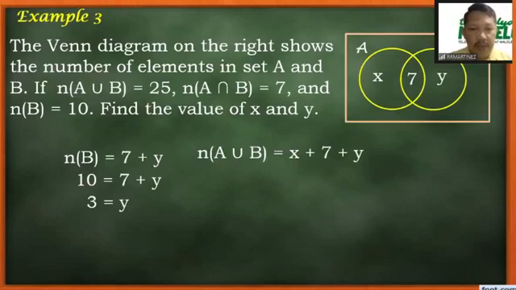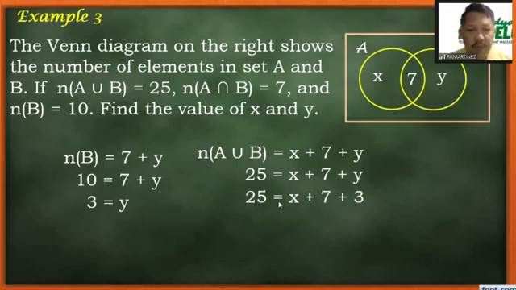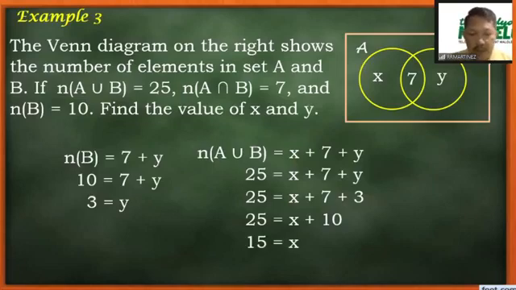And then for X, the number of A union B equals X plus 7 plus Y. Then substitute the value of this, 25. So then copy the X plus 7 plus Y, and then we need to substitute the value of Y, which is 3. So by doing that, we have 25 equals X plus 7 plus 3. And then simplify, we have 25 equals X plus 10, since 7 plus 3 is 10. So we need to use again the APE rule. You need to add negative 10 to both sides. So 10 plus negative 10 is 0. Then 25 plus negative 10 is 15. Therefore, the value of X here is 15.